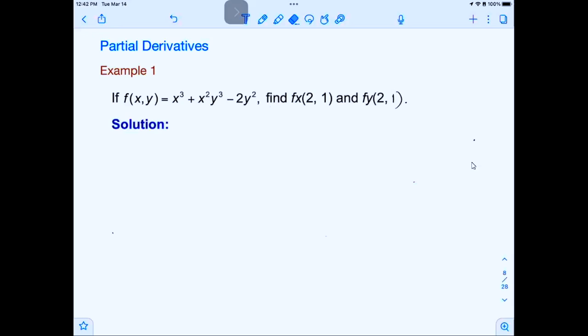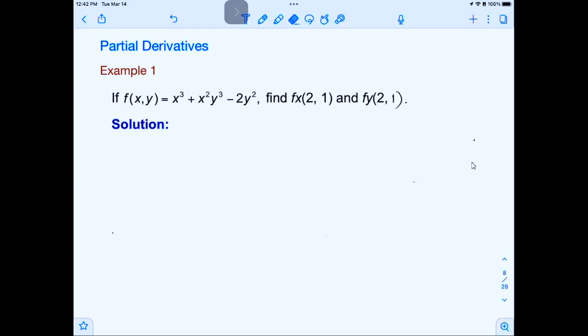Let's finish the last one. This is negative 2y squared, but we're taking partial derivative with respect to x. This one here is regarded as a constant, right? Well, what's the derivative of a constant?